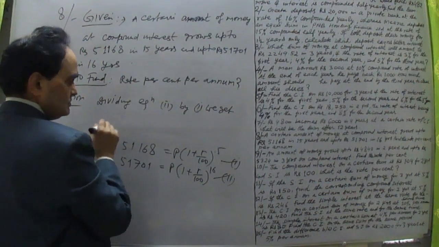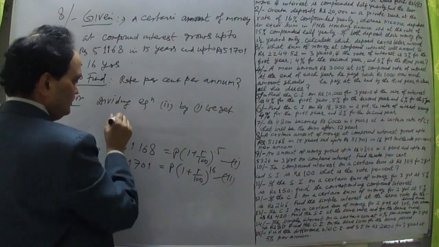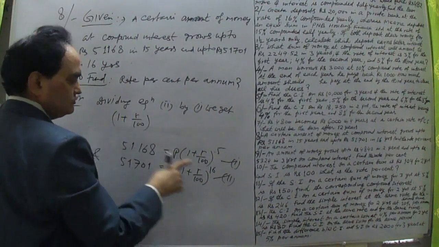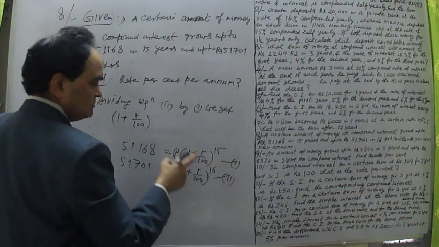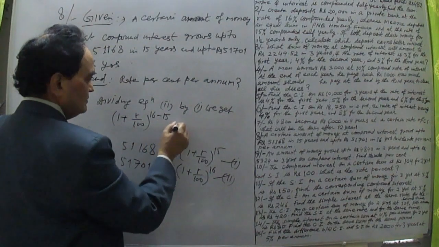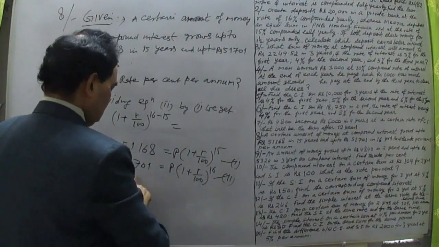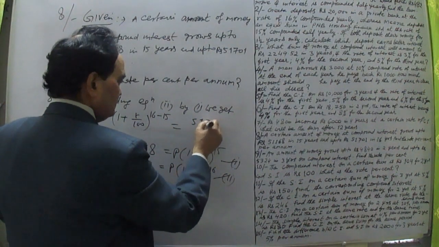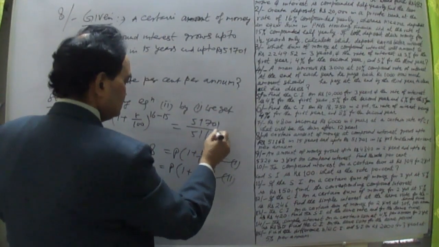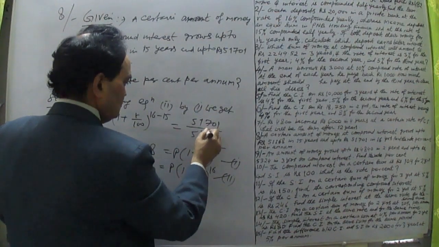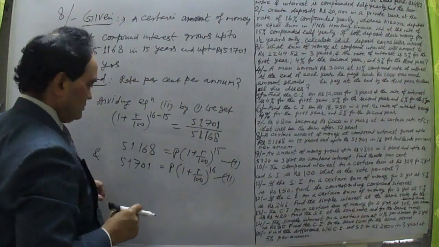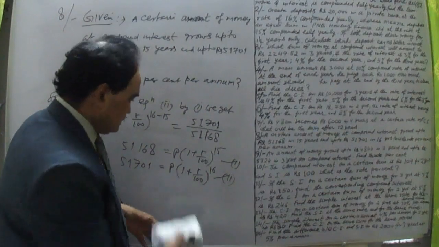we get P, P cancel out. Let me put here, this is 1 plus R upon 100 only. Why? Because 16 minus 15 will become 1. This is equal to 51,701 divided by 51,168. Got the point?